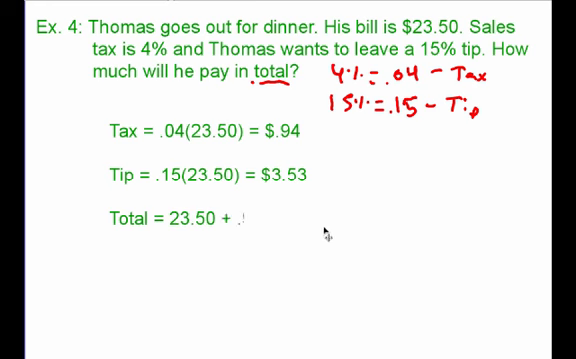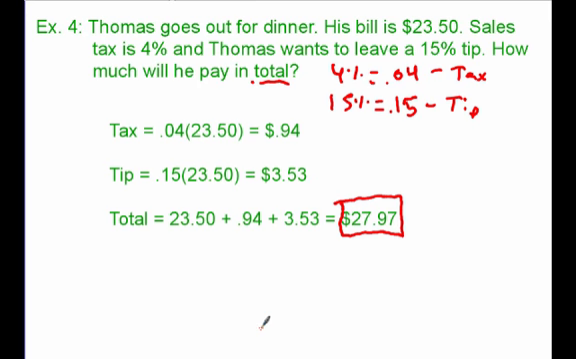And now, finally, to find the total he's going to pay, we take the cost of the meal, plus the tax, plus the tip, and we get $27.97. So all together, Thomas will be spending $27.97. So you can see the procedure for this is always the same. Take your percentage, turn it to a decimal, multiply it by your original price, and then just add that on to your original price.